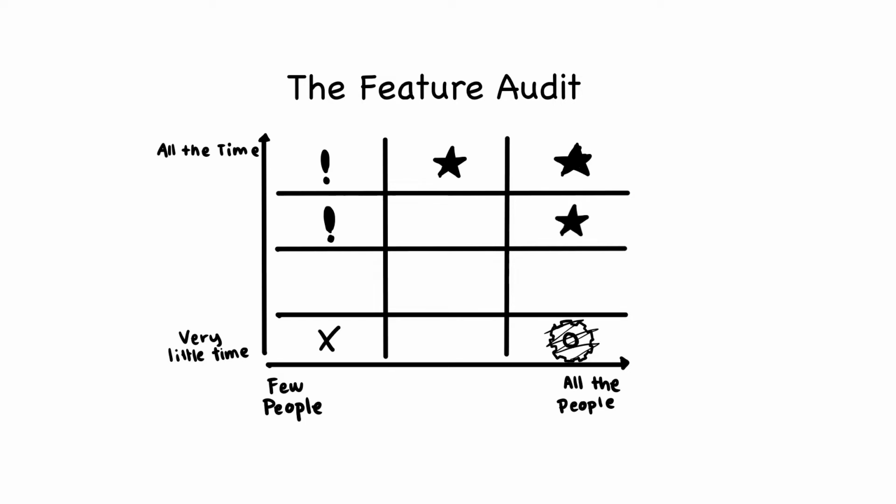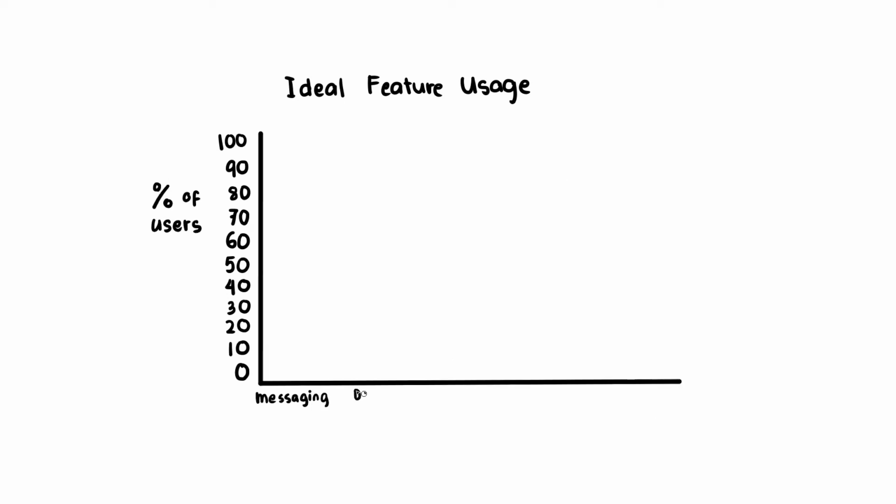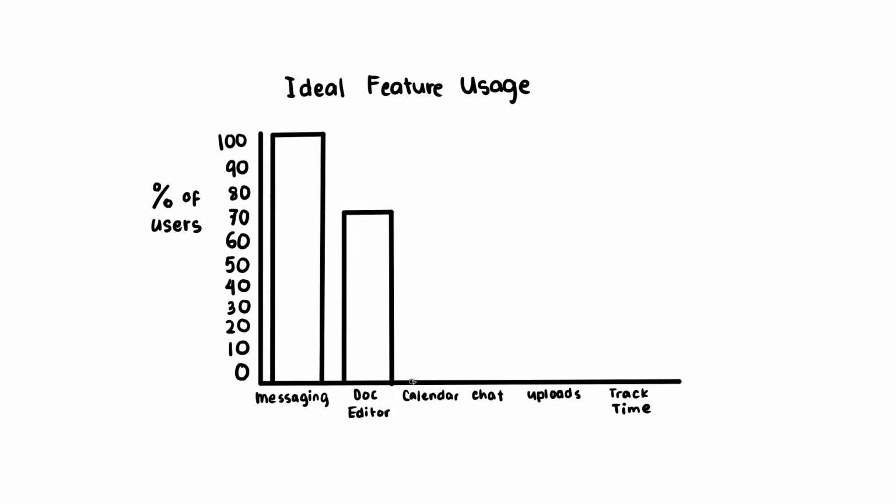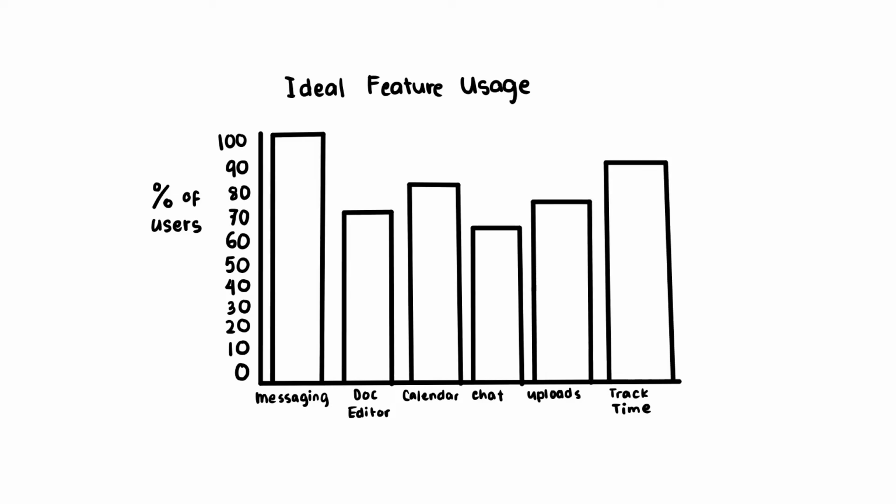Now, if you have a lot of features in the bottom left area, you have a problem because it's a sign of features with poor adoption. And unless they're new features and they're under-tested, any feature down in the bottom left should be killed off. And an even simpler way to evaluate feature usage is to look at what percentage of customers or users have adopted each feature. And you can do this with a simple bar chart.